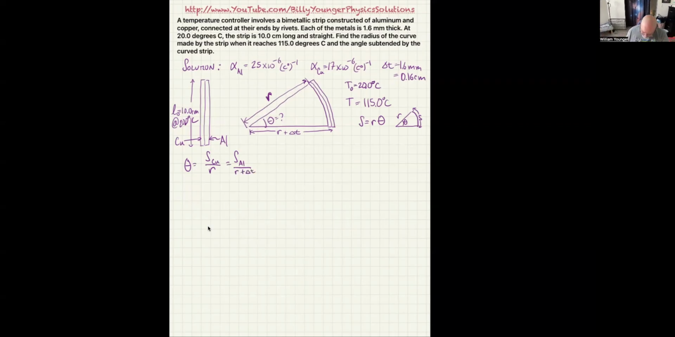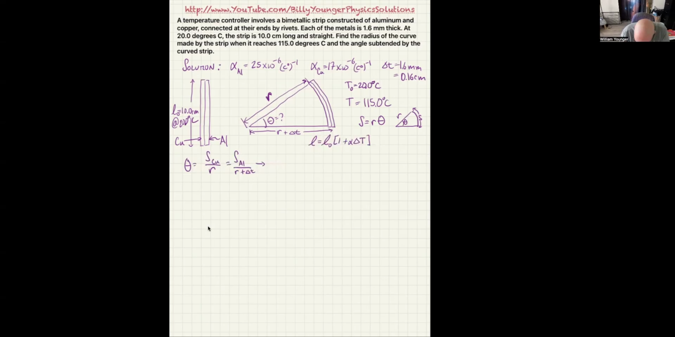So in principle, we can just solve all this by hand, and I could even leave the symbols in there. But what we are going to make use of, of course, is the fact that L, the final length, is equal to the initial length times 1 plus alpha delta capital T. And remember that delta T is a change in temperature.